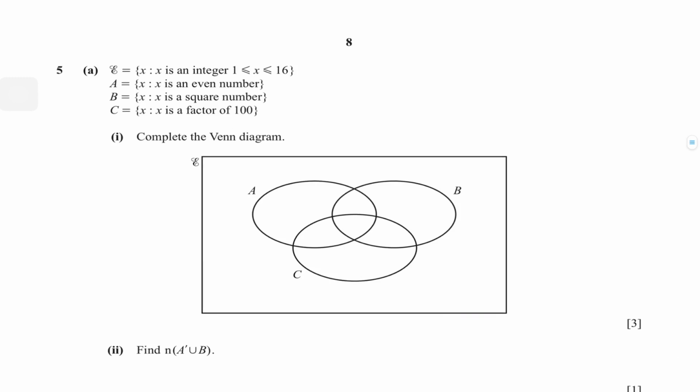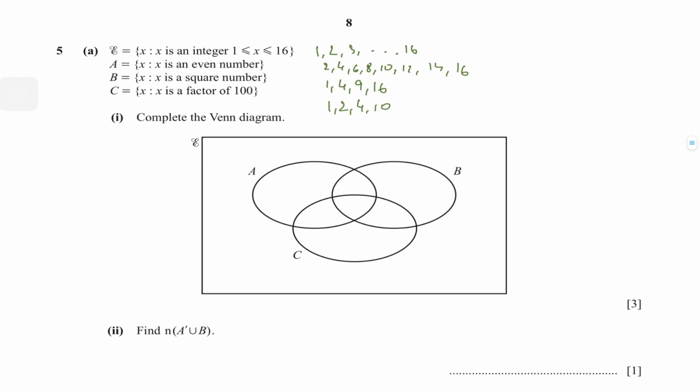In question number 5, it says x is an integer from 1 to 16. That means it's going to start from 1, 2, 3 and go all the way to 16. Set A consists of even numbers, so that means 2, 4, 6, 8, 10, 12, 14 and 16. Then B is a square number, so the perfect squares are 1, 4, 9 and 16. And x is a factor of 100, so that means we're going to have 1, 2, 4, 10. Is 8 a factor? No, 8 is not a factor. 15, no. Yeah, that's about it: 1, 2, 4 and 10.